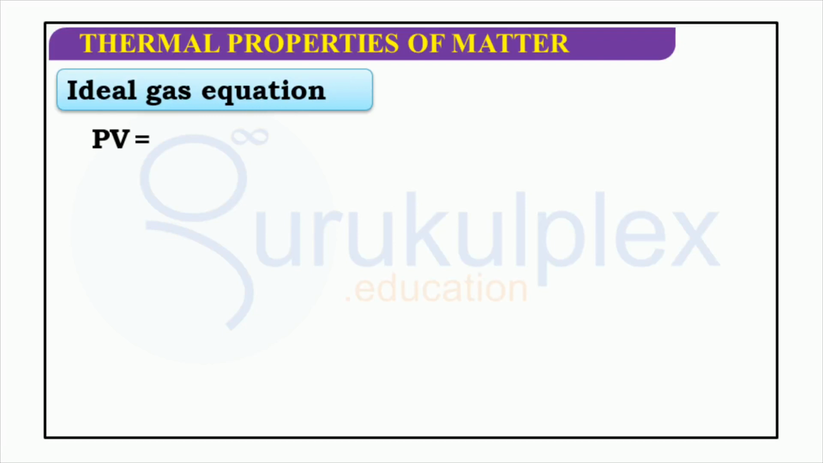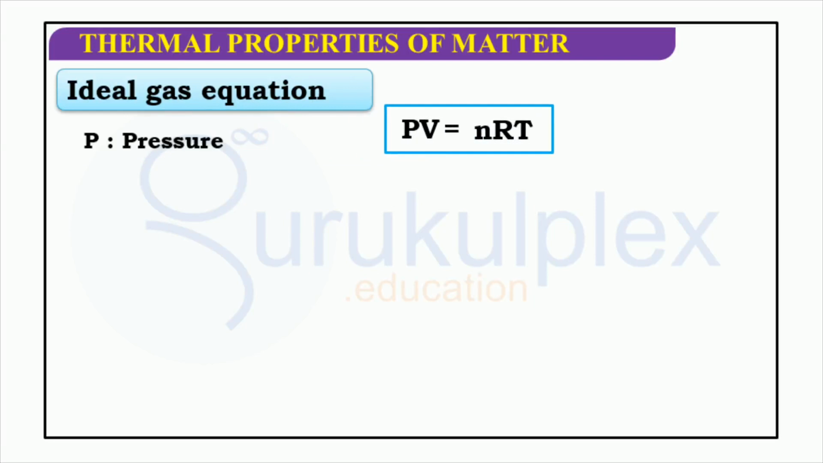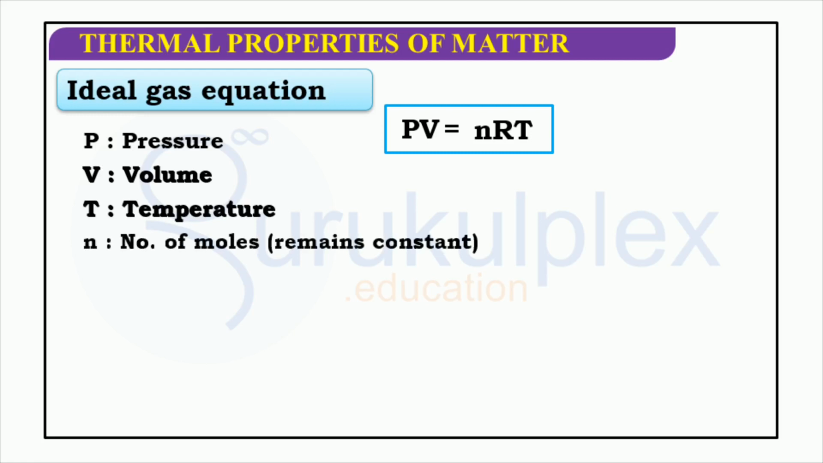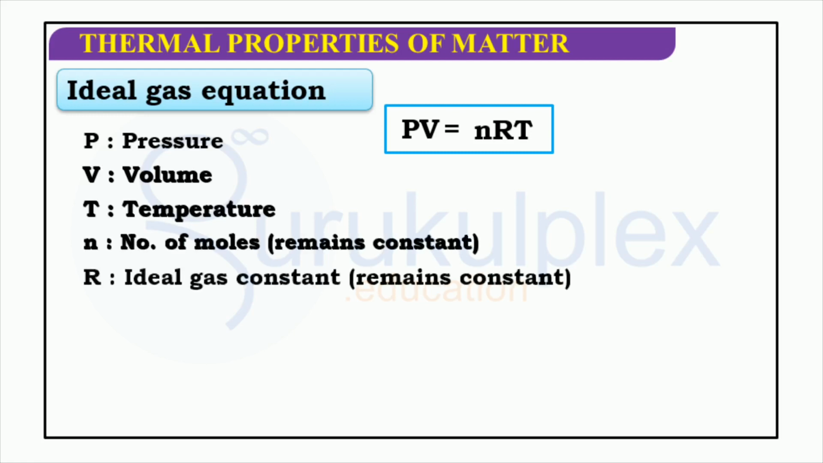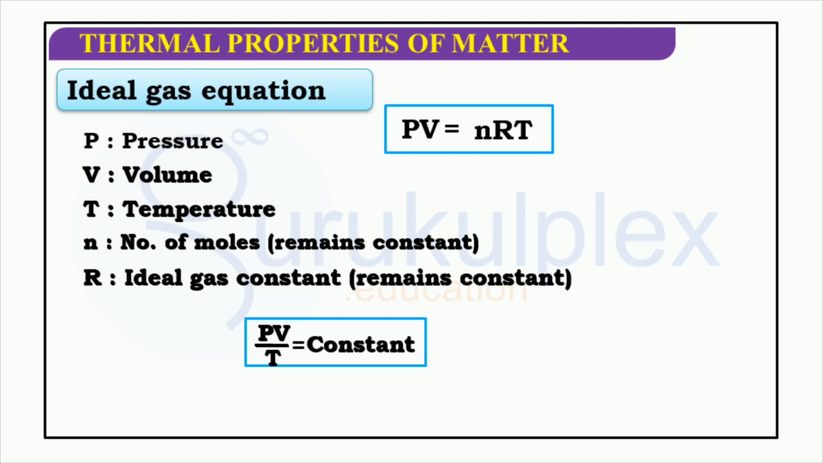Thermal properties play an integral role in understanding matter and its behavior. The ideal gas equation summarizes the interdependence of pressure, volume, temperature, and number of moles. In essence, it reveals that these properties are all inversely proportional to each other. This equation is an invaluable asset in comprehending how matter reacts under varying conditions.